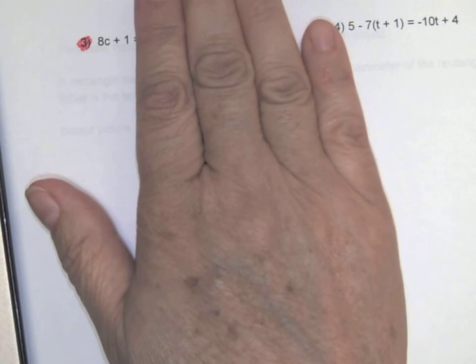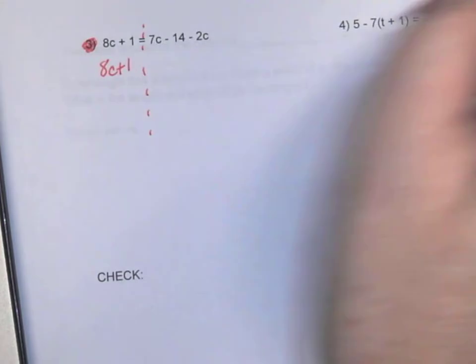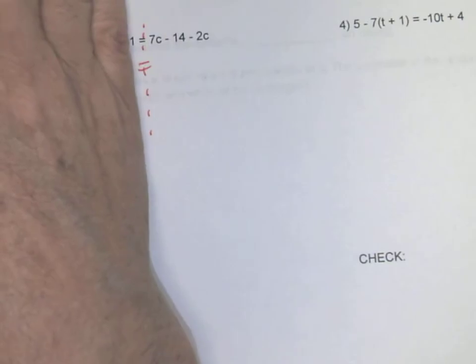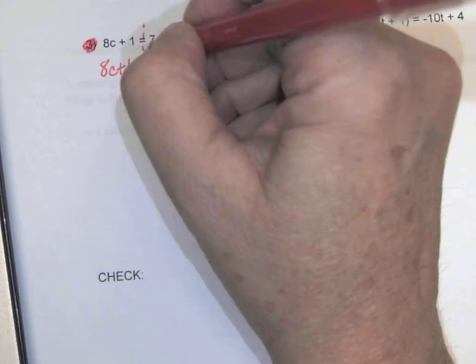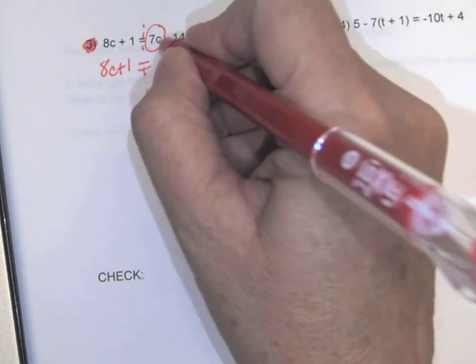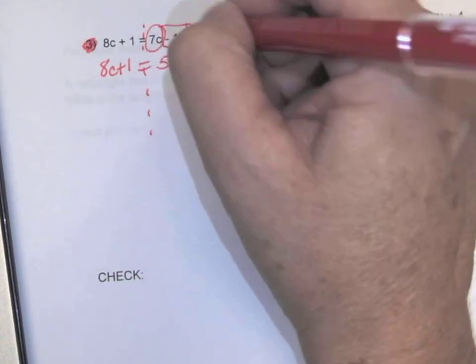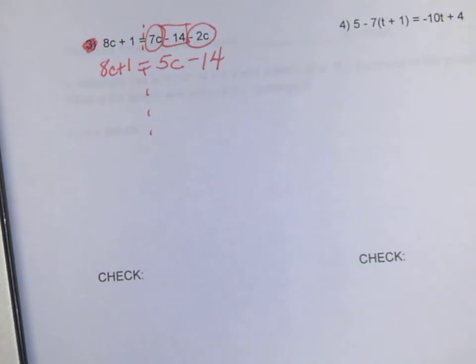Are there like terms on the left? No, there are not. So we can't do anything. Let's write it down. Are there like terms on the right? Yes, there are. C's. This is a minus. So 7C minus 2C is 5C. And please remember that minus is attached to the 14.